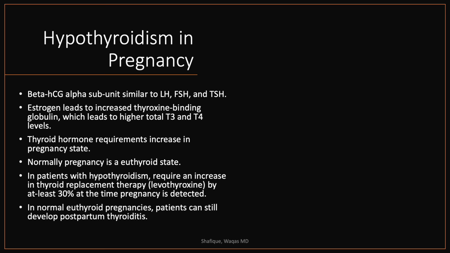And also in the pregnant stage, the upregulation of estrogen, which occurs after about a month of pregnancy, causes increased production of thyroid binding globulin, which binds to the thyroid hormone and increases your total T3 and T4, but the free levels of these hormones remain normal. And that is why we need to increase levothyroxine during the pregnancy stage.